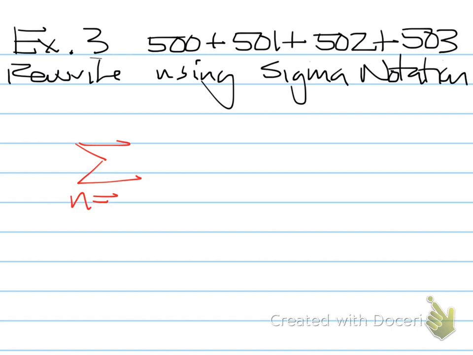and actually, you want to let the first value of n be 0. And so if the first value of n is 0, so 0 would represent the first term, which is 500. Next term, 501. So we're going to count from 0 all the way up to 3. So 3 should be above the sigma.